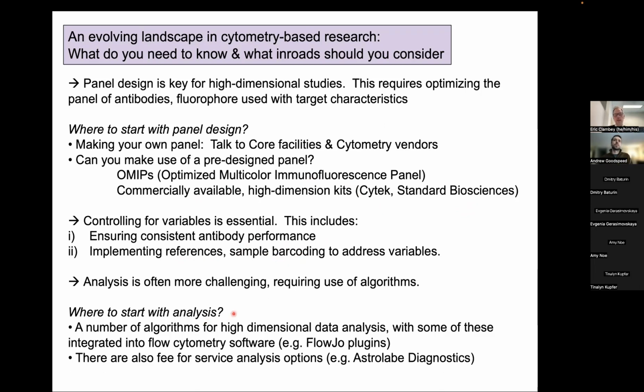And where to start there? Well, the good news is that there are now a number of algorithms that have been integrated with commercially available cytometry software, such as FlowJo has now a whole series of plugins. I would also point out that there are fee-for-service analysis options available. Astrolabe Diagnostics was founded as a CyTOF analysis company, and they have incredible skills and ability to analyze complex data sets rapidly.